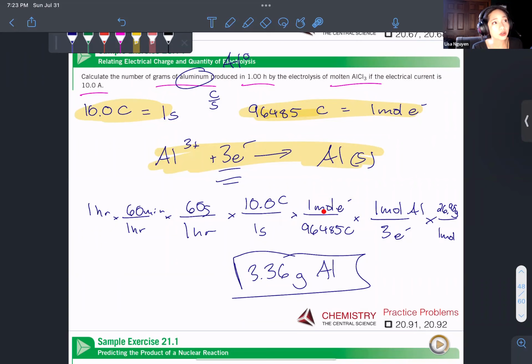Now we know how many moles of electrons we delivered, and then use the stoichiometry here. We need 3 electrons per every mole of aluminum, and then just use the molar mass. So the big idea here is that amperage means coulombs per second, and that we need to use Faraday's constant to go from the Coulomb realm to the electron realm. And then we need the balanced equation to figure out how many electrons we need to supply to turn it into a solid, a neutral solid here.